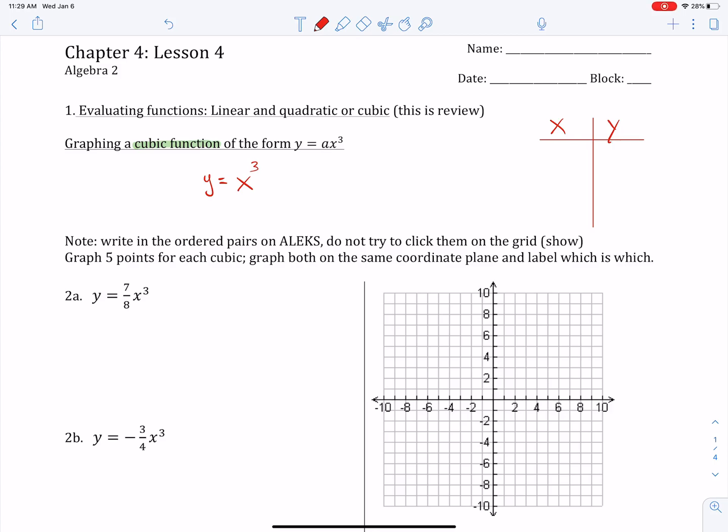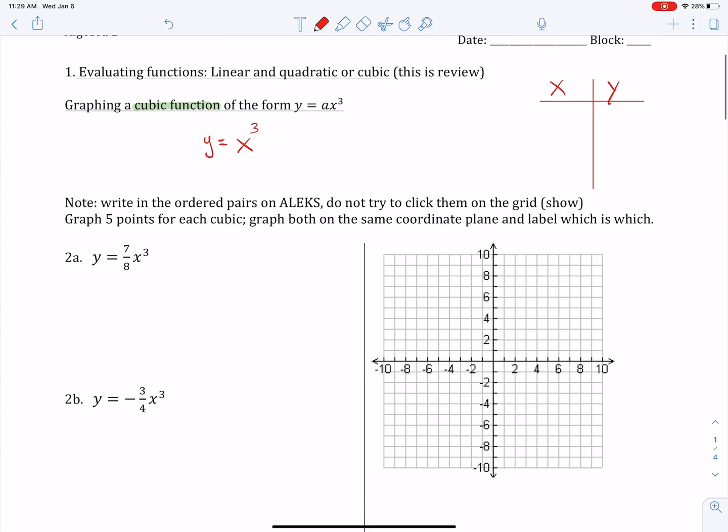Hi everyone, this is Algebra 2, Chapter 4.4, and let's get right into our lesson here. Evaluating functions, linear and quadratic or cubic.